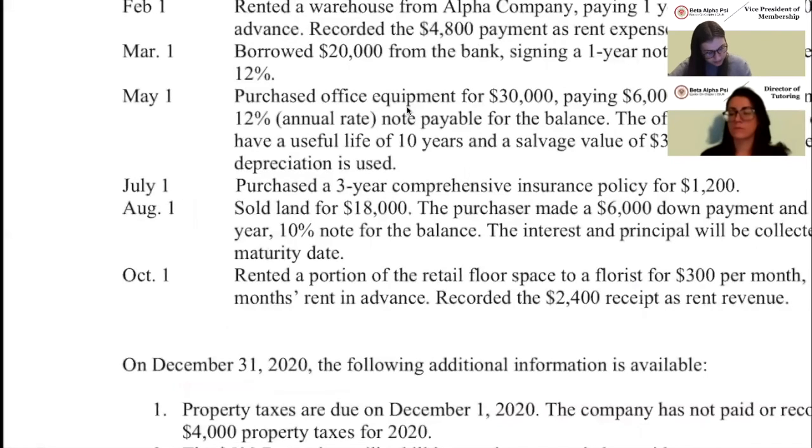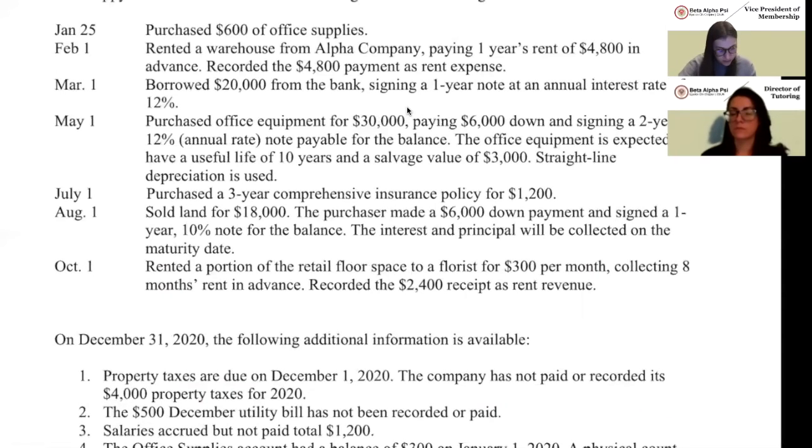Now, October 1st, we rented a portion of the retail floor space to a florist for $300 per month, collecting 8 months rent in advance. We recorded the $2,400 receipt as rent revenue. So on October 1st, when we got this $2,400, we credited rent revenue and we debited cash. But they paid in advance. We haven't really earned this yet.